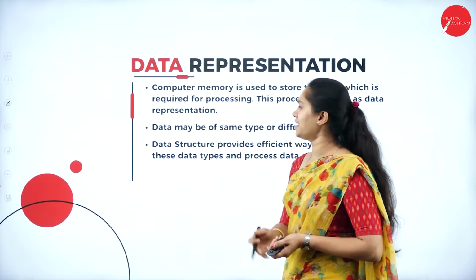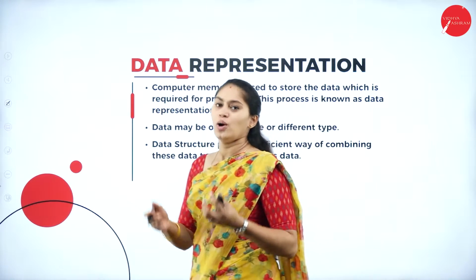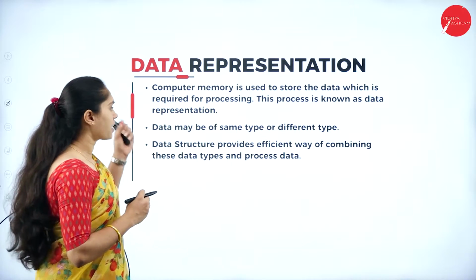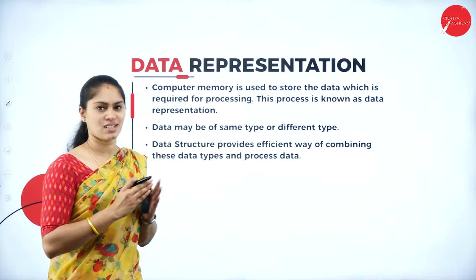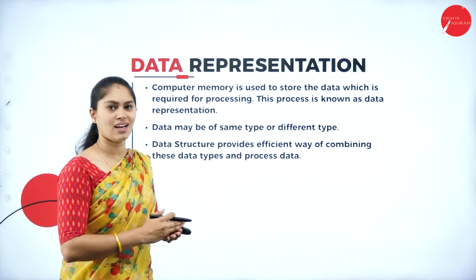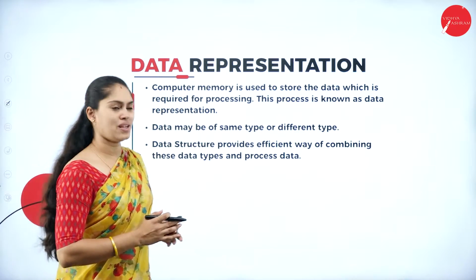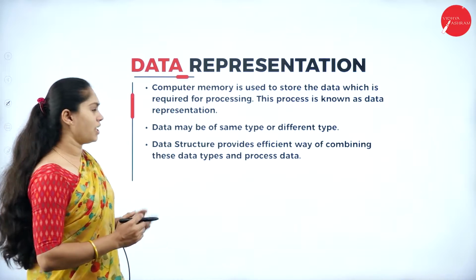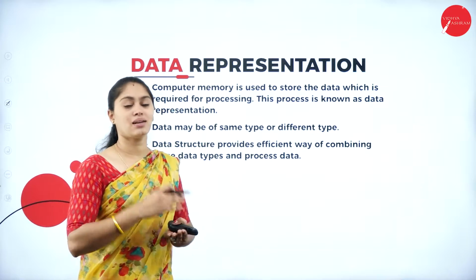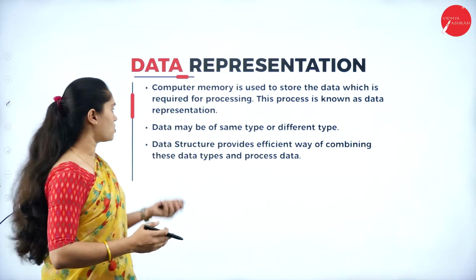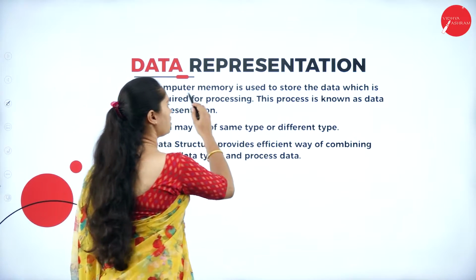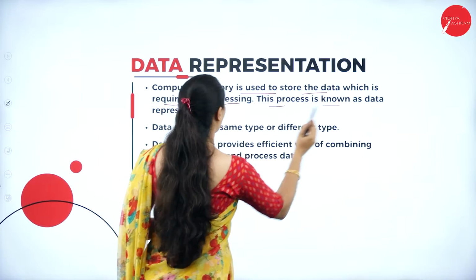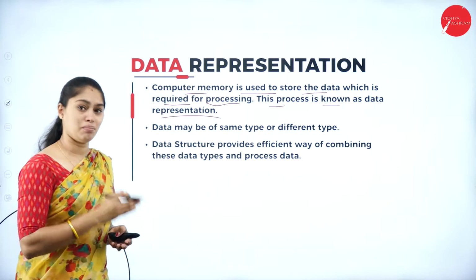Now we'll see regarding data representation, and why it is necessary to have a data structure. As I told, the computer understands only zeros and ones. So whatever data I have needs to be represented and stored in computer memory, isn't it? Then only it can fetch the data, and then that data can be used for processing. So here computer memory is used to store the data which is required for processing. This process is called data representation.